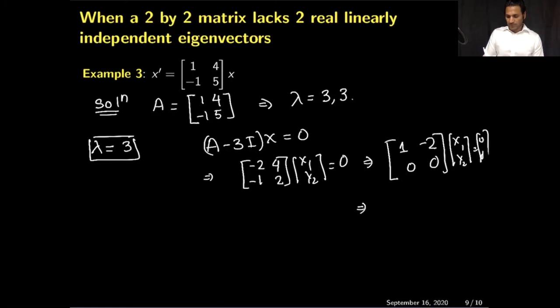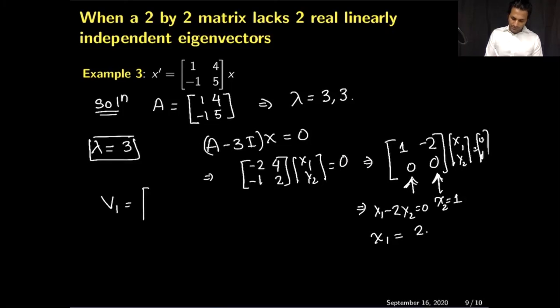Therefore, the first column is the pivot column and the second is a free column. I can choose the free variable x2 equal to 1. Solving x1 minus 2 times x2 equals 0, if I plug in x2 equals 1, my x1 will be 2. So I got one eigenvector, which is 2, 1. I have two eigenvalues, but only one eigenvector corresponding to them.